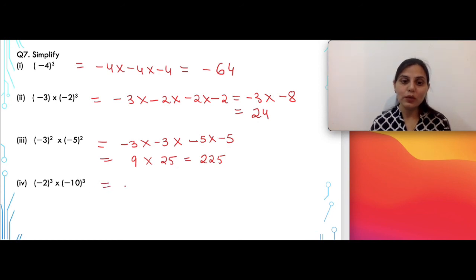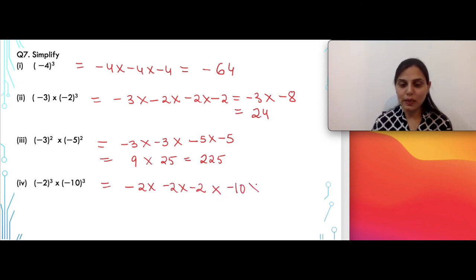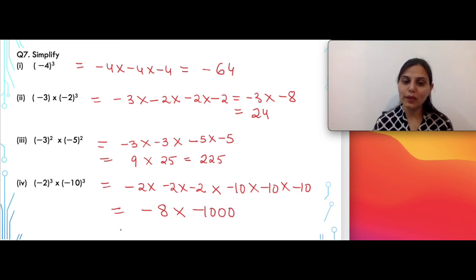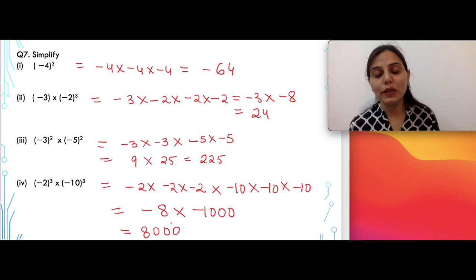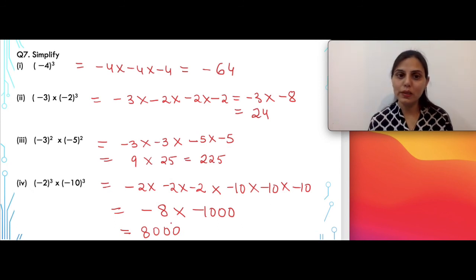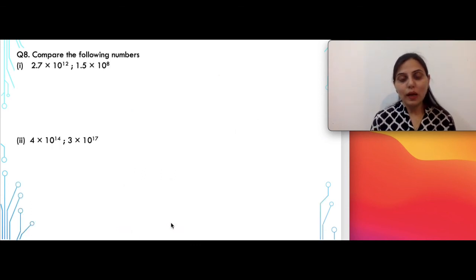Similarly, moving on to the next one, minus 2 cube means minus 2 multiplied by minus 2 multiplied by minus 2, and minus 10 cube means minus 10 multiplied by minus 10 multiplied by minus 10. So minus into minus into minus will give you the answer in minus, so it will be minus 8 multiplied by minus 1000. Now since there are two negative terms, minus into minus will change to plus. 8 into 1000 will give you the answer as 8000. So here applying the laws of integers and remembering them is very important, especially for the questions where a negative sign is involved. Now moving on to the last question for today.